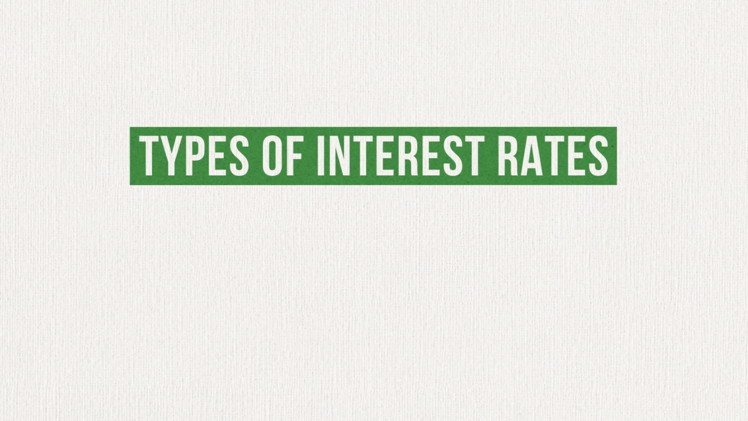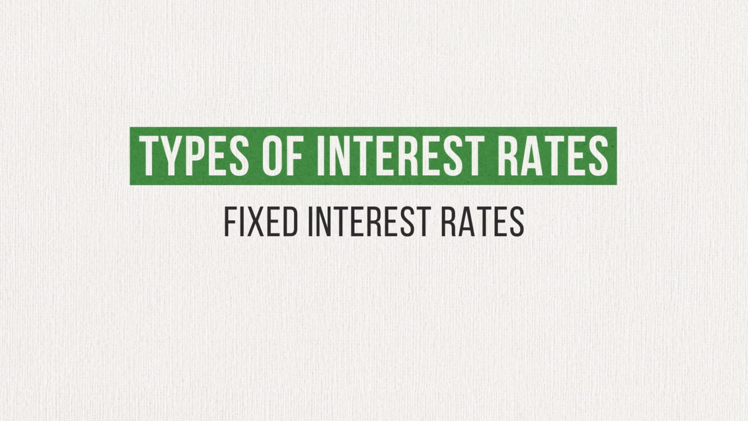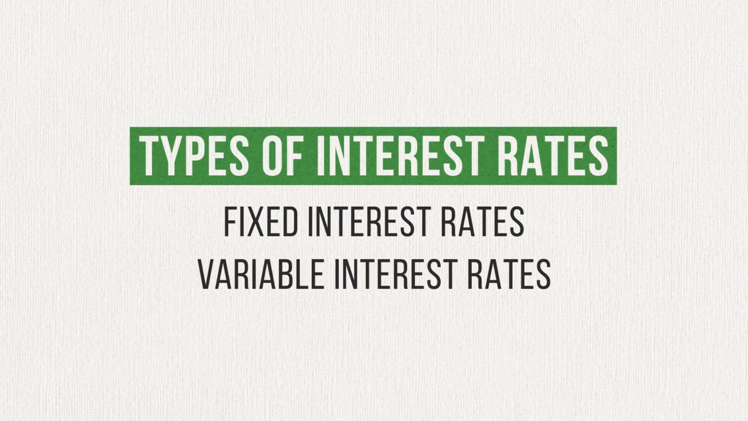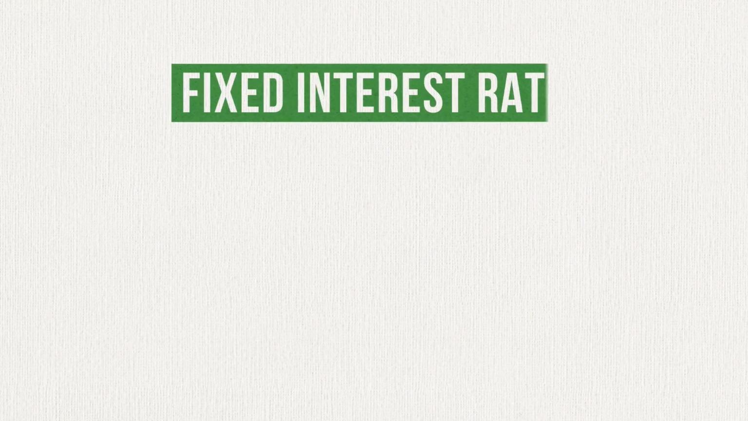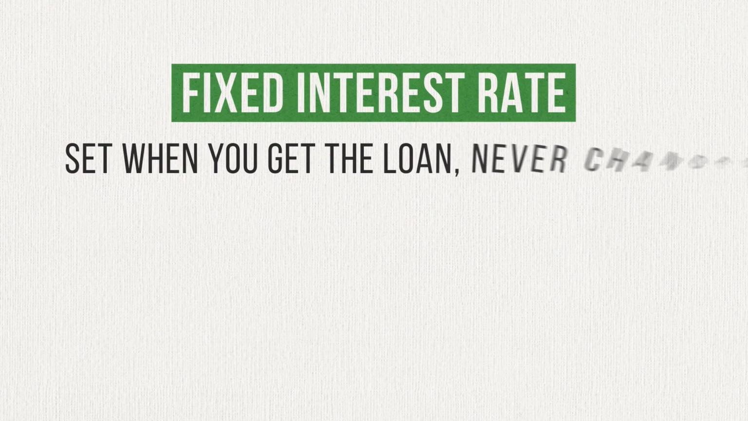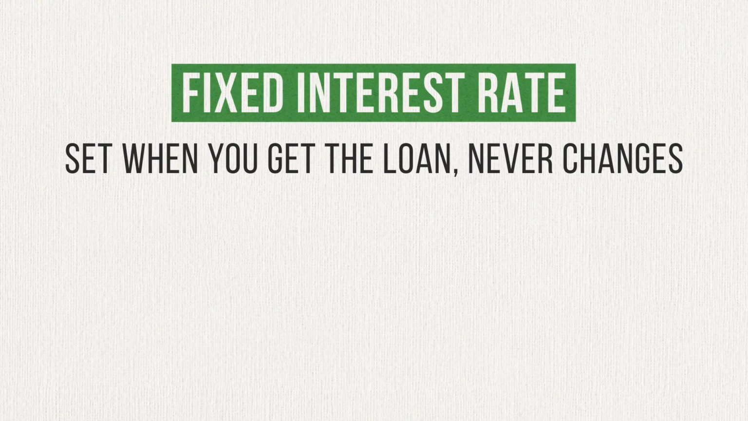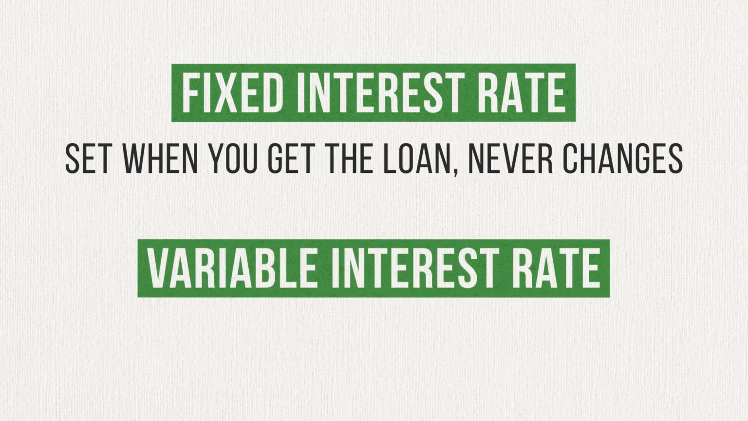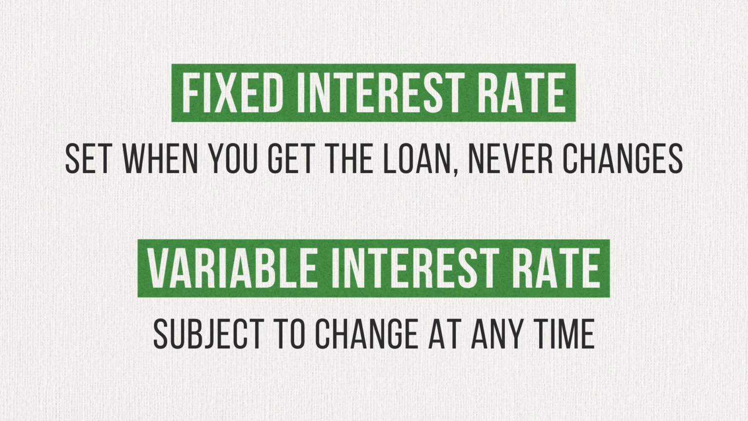There are two types of interest rates you can get on a student loan: fixed interest rates and variable interest rates. The difference between these two is critical, and it could have a major impact on the amount of interest fees you get charged as you repay your loan. Fixed interest rates are set at the time you take out the loan and will never change. Variable interest rates, on the other hand, are subject to change at any time based on the state of the economy.